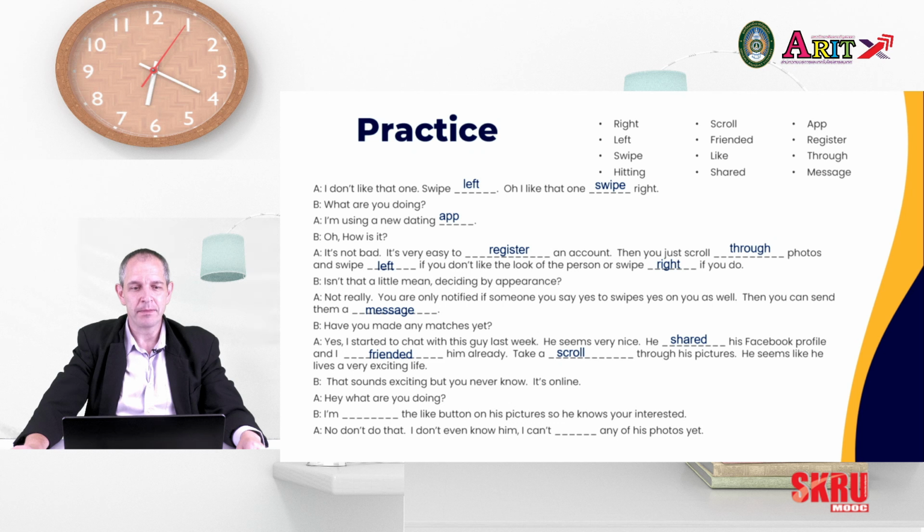Hey, what are you doing? I'm hitting the like button on his pictures so he knows you're interested. No, you don't do that. I don't even know him. I can't like any of his photos yet. So we are just hitting the like button. We sometimes don't say hit. We just say like. I like that. I didn't like that. Well, that's it for vocabulary for online.